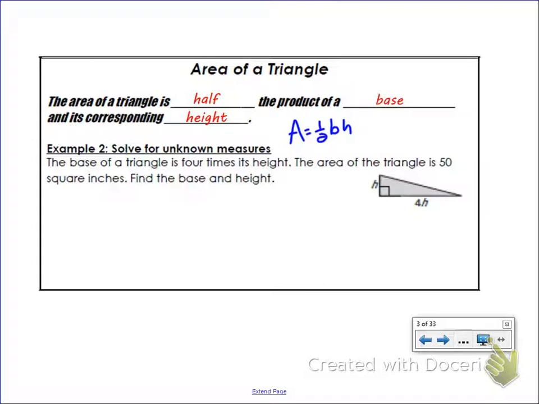Now in a right triangle, in this example number 2 here, the legs will serve as both the base and the height. Because in a right triangle, the legs are perpendicular to each other, one of them is going to be the base and the other one's going to be the height always. In any right triangle, the two legs, one is the base and one is the height. And it doesn't matter which one is which.